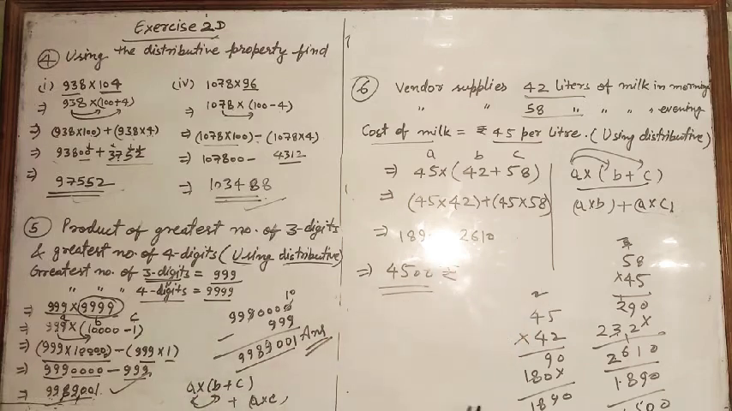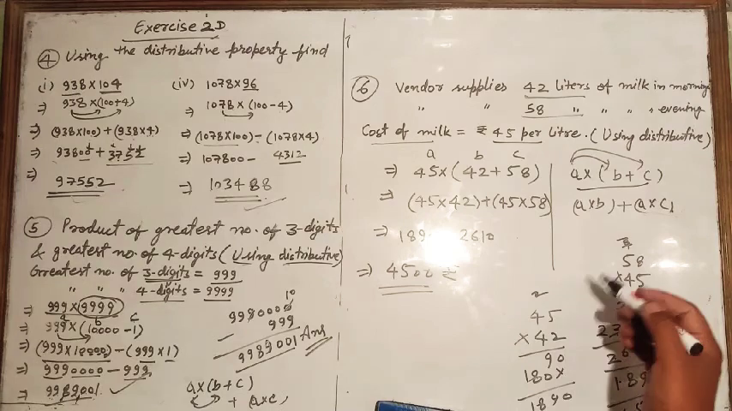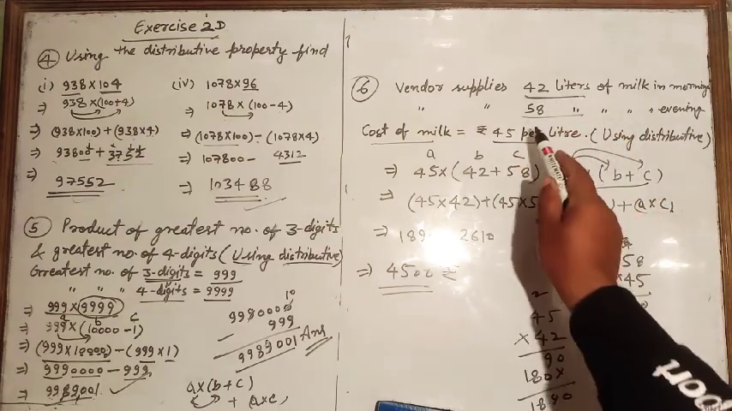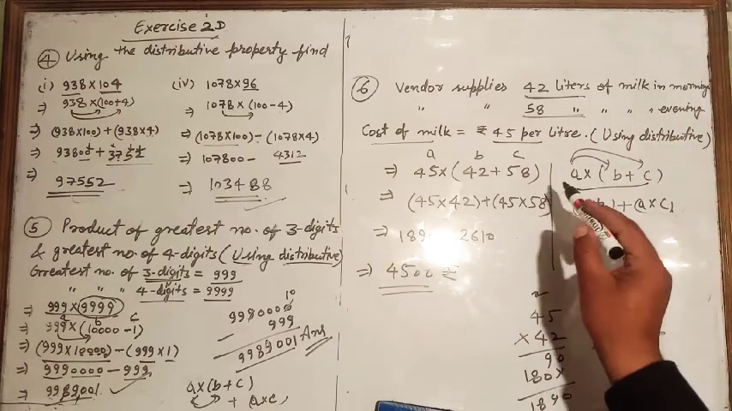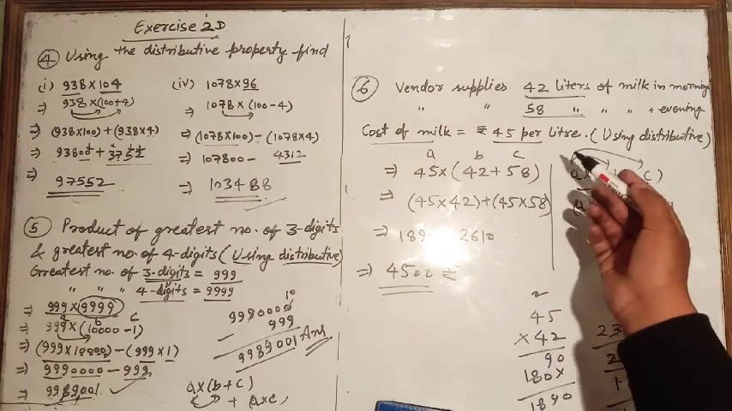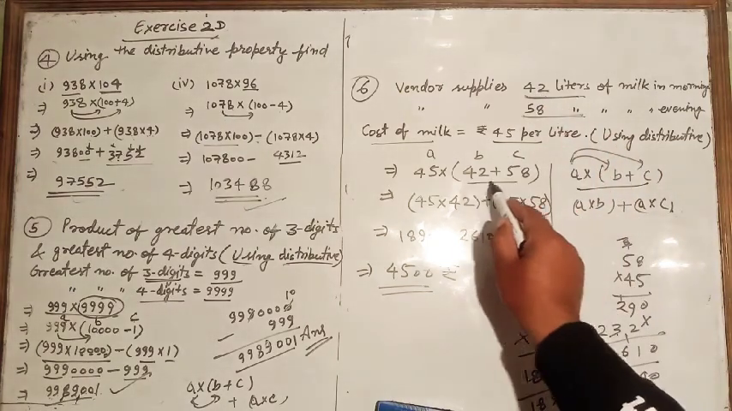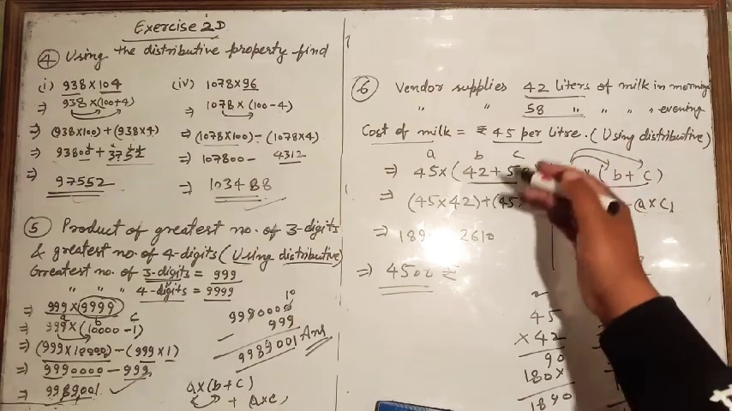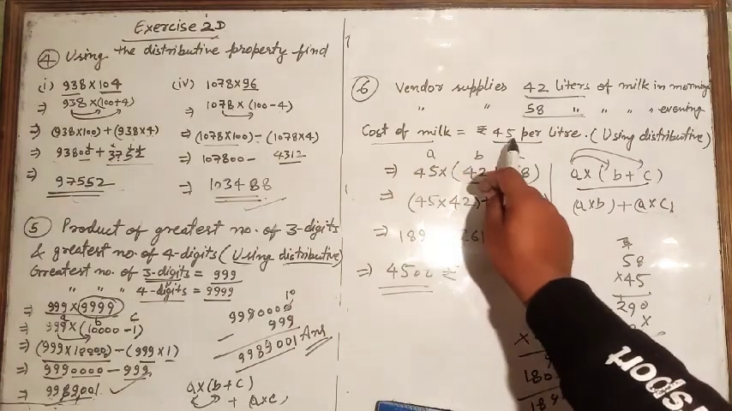Come to question number 6. A vendor supplies 42 liters of milk in the morning and 58 liters of milk in the evening. What is the total milk he supplies per day? That is 42 plus 58. This is the total milk the vendor supplies, and the cost of milk is 45 rupees per liter.